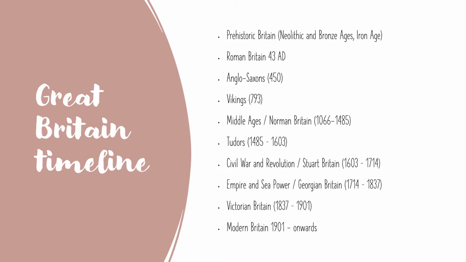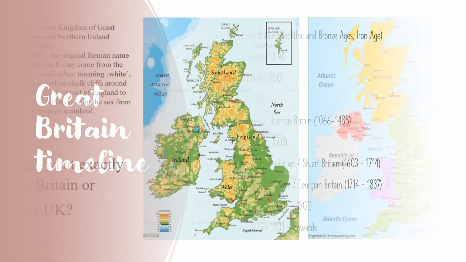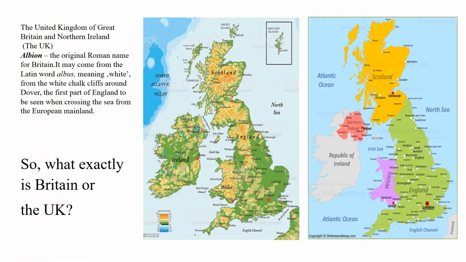So, lying off the northwest coast of Europe, there are two large islands and several much smaller ones. The largest island is called Great Britain. The other large one is called Ireland. Geographically speaking, they are all called the British Isles. And there are two states in the British Isles, the UK and the Republic of Ireland. The United Kingdom is made up of England, Scotland, Wales, and Northern Ireland.